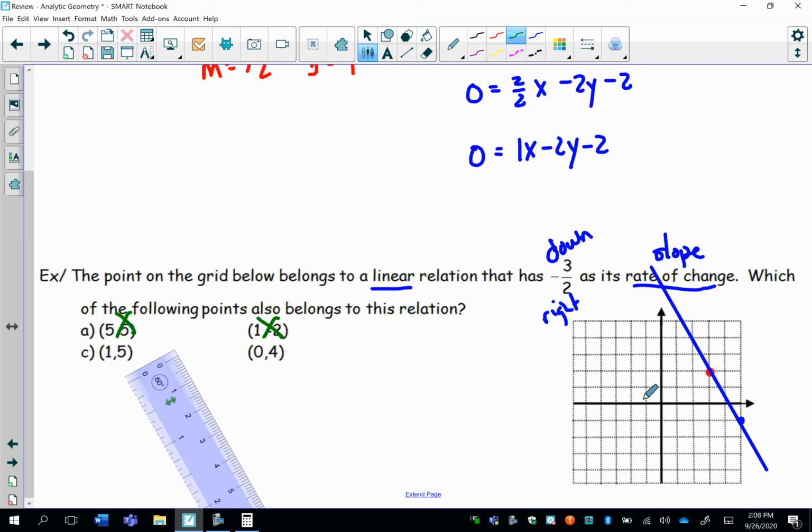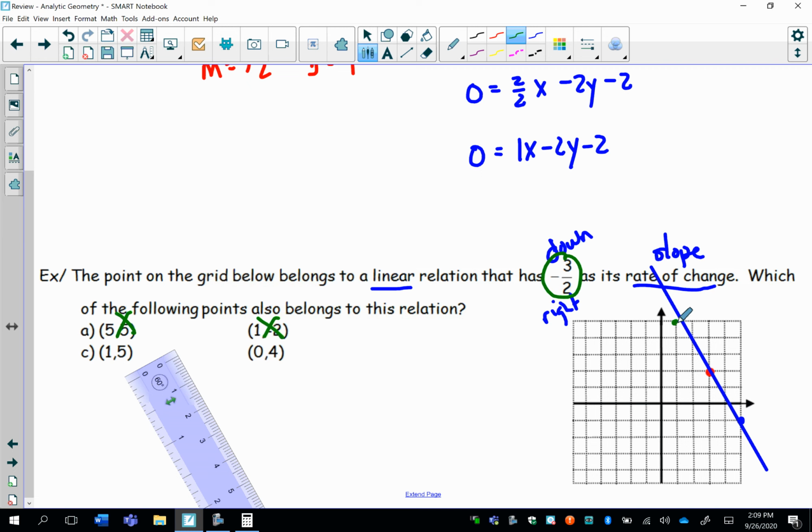1, 5. 1, 1, 2, 3, 4, 5. Pretty close. Maybe it's a crooked line. I'll have to check that one. How do I check it? This was our slope, right? Down 3, right 2. Down 1, 2, 3, and right 2.